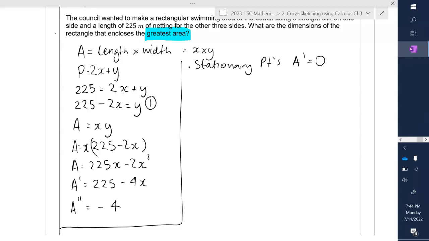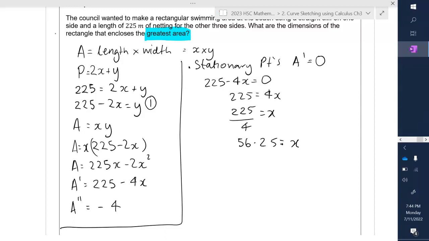So we're down here. So 225 minus 4x is equal to 0. So 225 is equal to 4x. What's 225 divided by 4? Pop that in your calculator, and we're going to end up with, I'm just going to leave it as 225 divided by 4, like that. It also equals 56.25. Okay, rightio, that's our x.